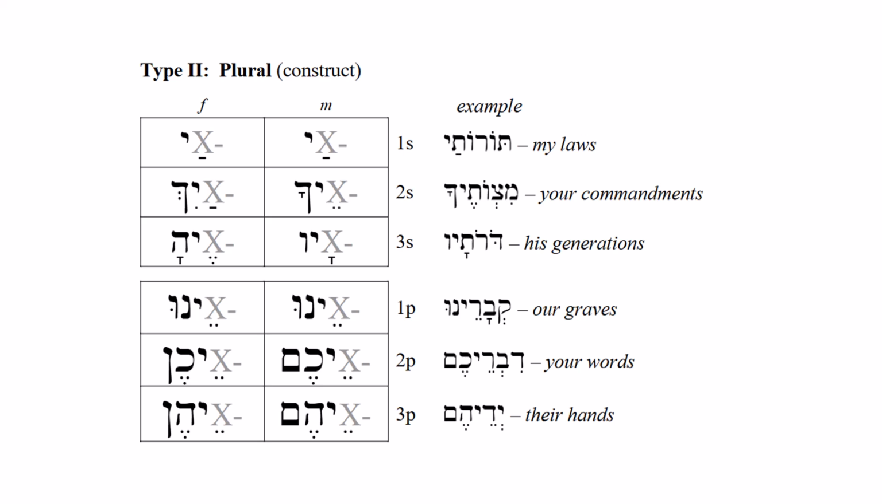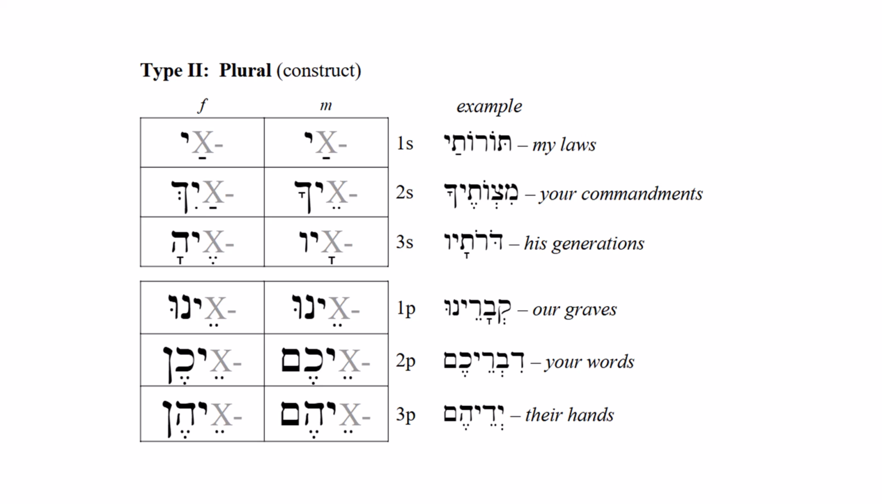Remember, first person singular, my. Second person is your. Third person is his or her or its. First person plural, it's our. Second person plural, you have your. Third person plural, it's their. So you need to know how that works. Let's look at the examples.